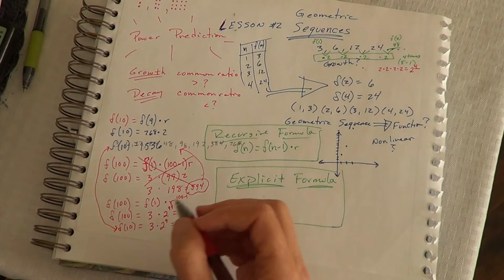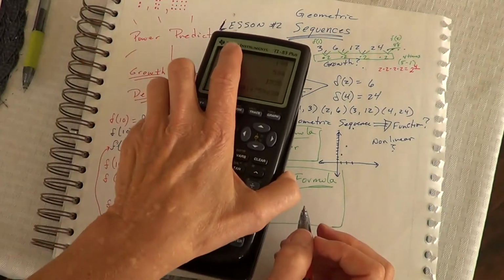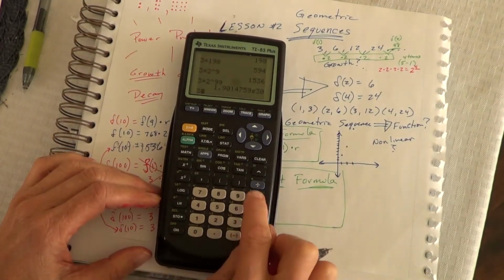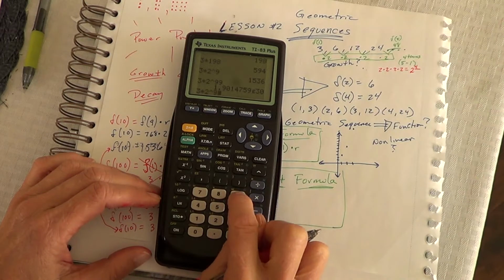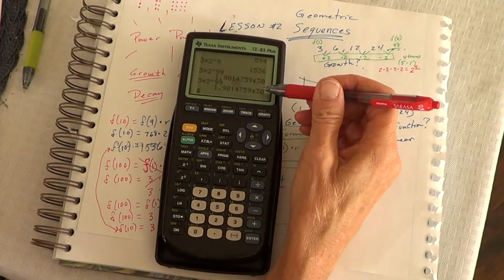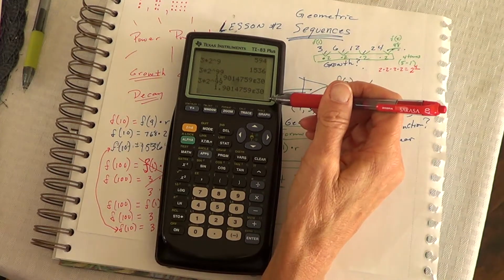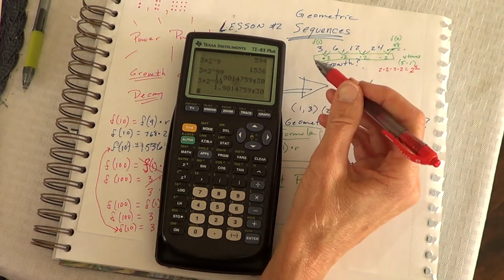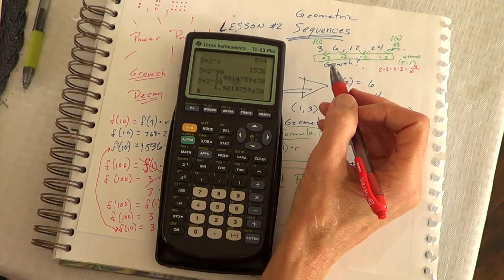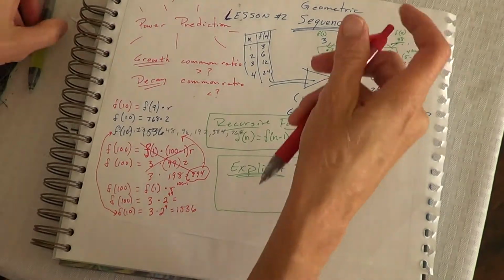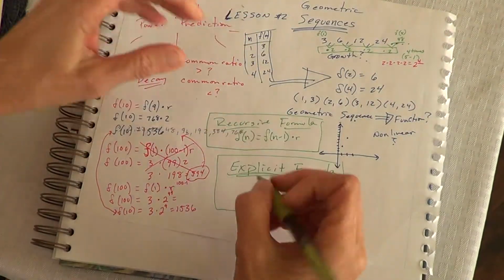Okay, I do want you to know how to plug that into the calculator. I'll show you the answer right there, but you go 3 times 2 raised to the 99 and hit enter, and it gives you this. The E30 means that it's in scientific notation, that it's times 10 to the 30th. So you've got a lot of zeros in there. Okay? So let's get to our explicit formula now.